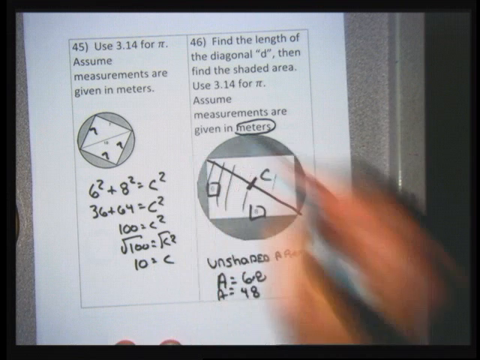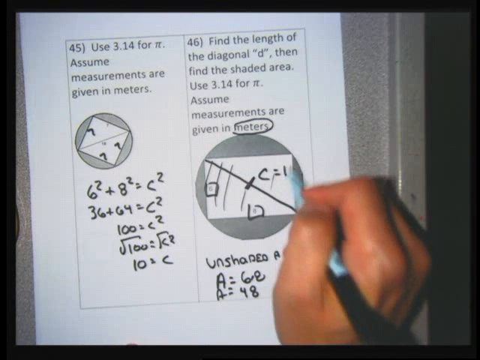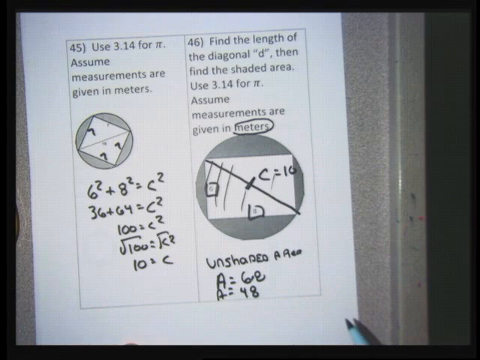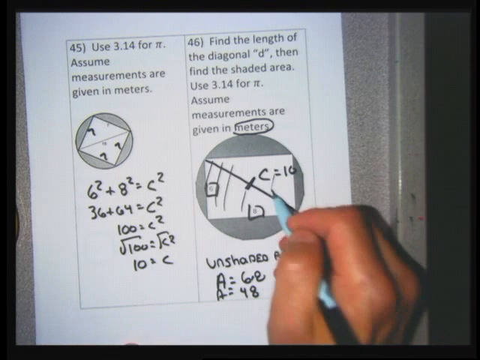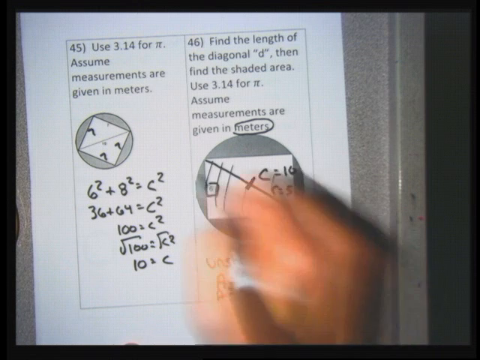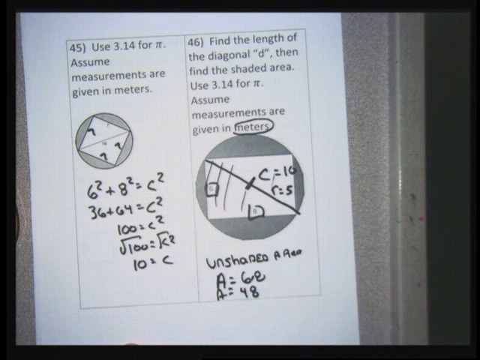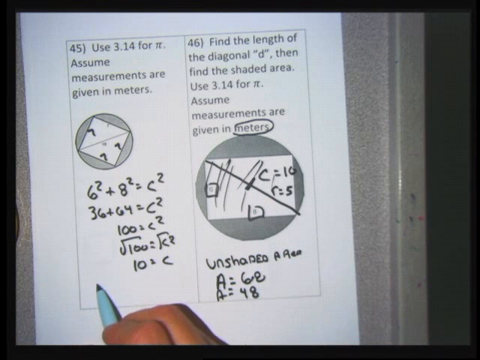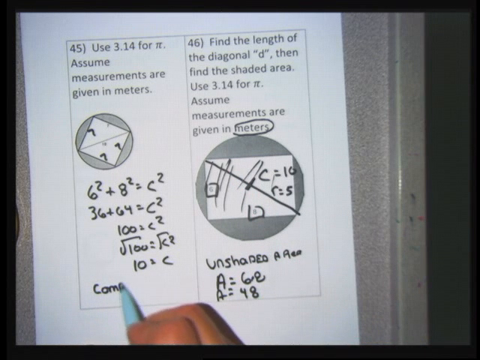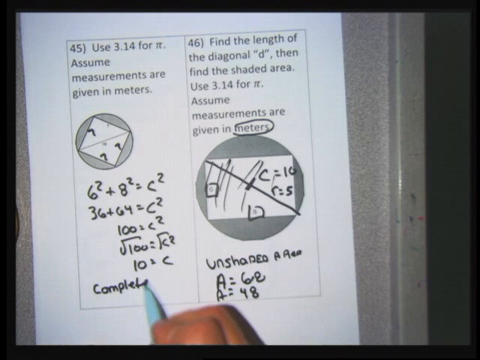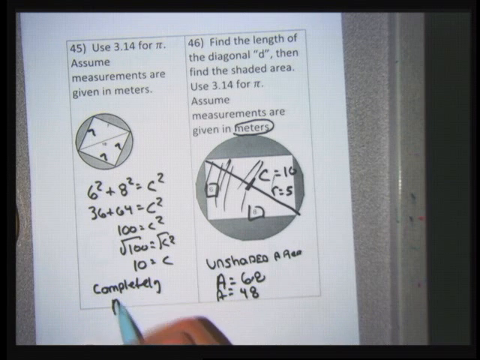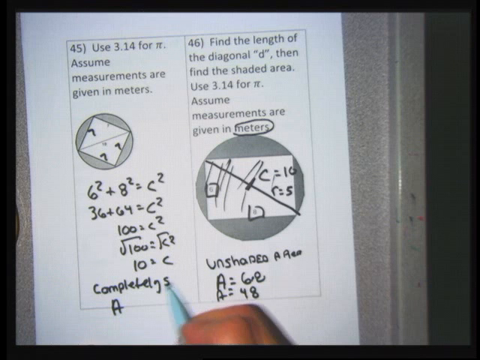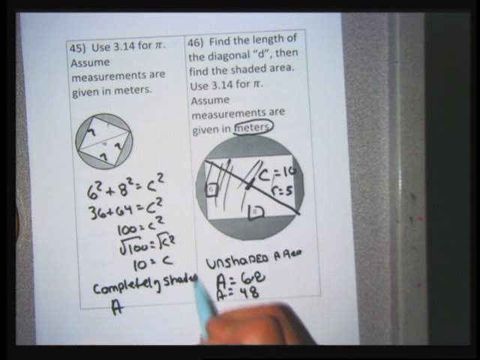So the circle that's drawn in mine has a diameter of 10, so the radius is halfway across, which is 5. So now for my shaded area, if the whole thing was shaded, I would be finding the area of a circle that has a radius of 5. And I'm told to use 3.14 for pi.